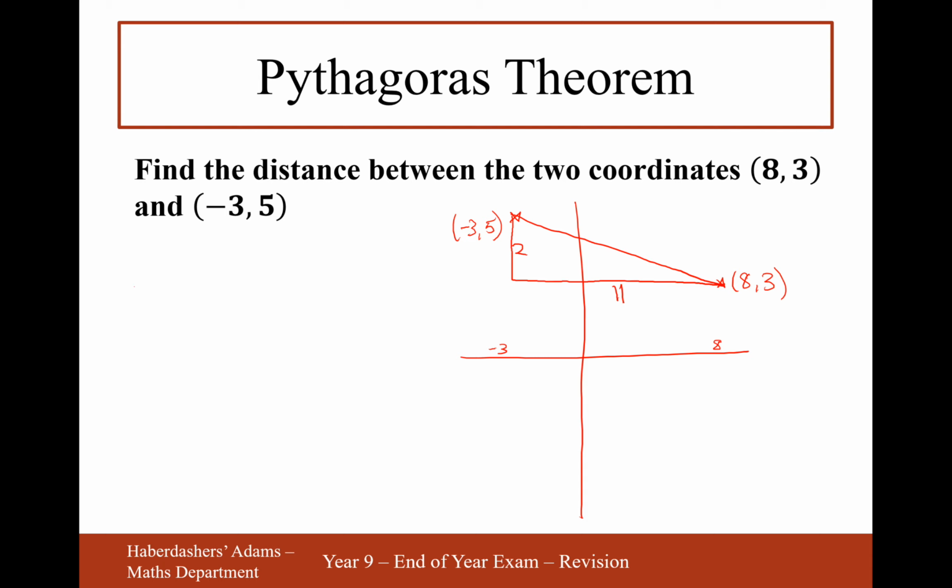So it's going to be 2 squared plus 11 squared. That would be 125. And then square root 125, and that gives me 11.2. So that's the answer to this question, 11.2. It's not centimetres, it's not anything else, it's got no units on this question, just the value 11.2.